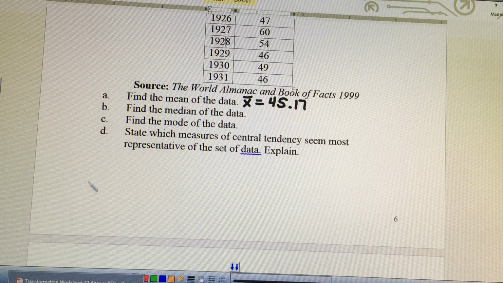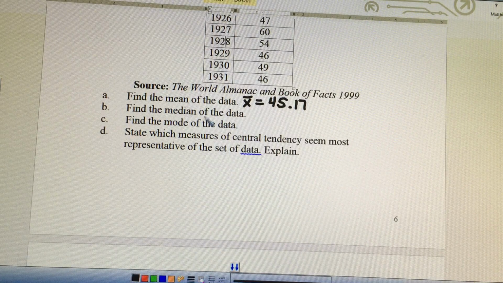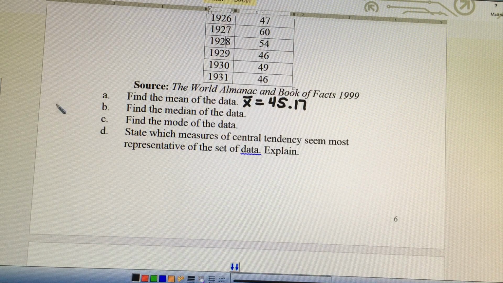Okay? Now in letter B, you're going to notice that it asks for a different thing. Letter B says find the median of the data. The median means the middle. You might remember that from middle school, or if you did this a little bit during freshman year Algebra 1, median means middle. What we need to do is take all of those years where Babe Ruth led the league in home runs, and line those numbers up from smallest to largest.